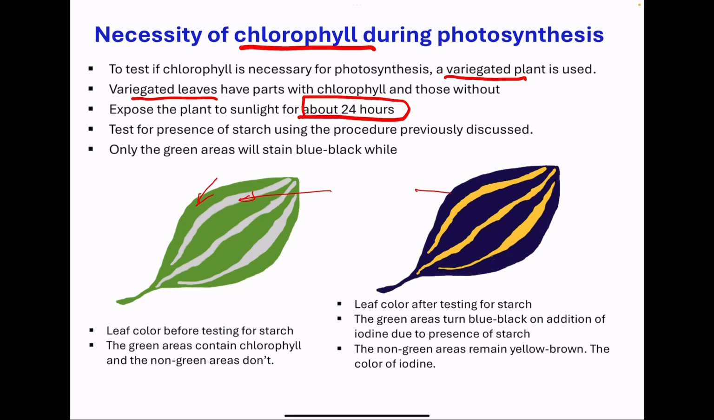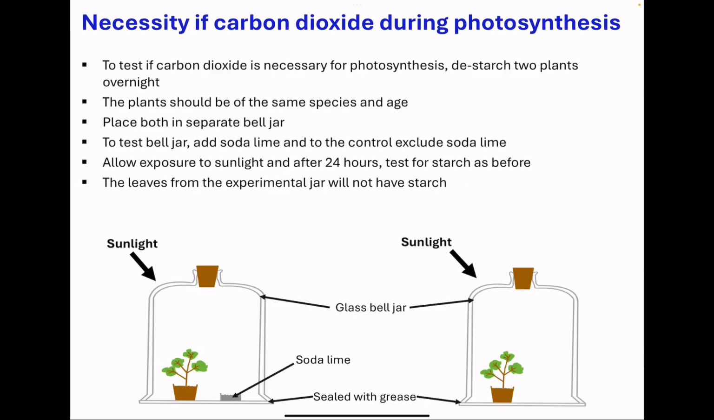The green areas are going to turn blue-black due to presence of starch, and the other areas are going to remain yellow-brown or yellow due to lack of starch, and this color is going to be due to the color of iodine, the yellow-brown color. So it will mean in these areas that we saw turn blue-black, there was photosynthesis that took place, and therefore chlorophyll is necessary for photosynthesis to occur.